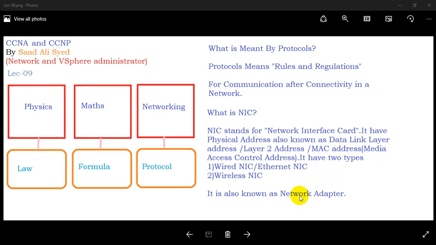NIC has two types. Remember, NIC is used in a network. So I have told you in a network there are two types of connectivity, wired and wireless. So surely if you make a network of wired connectivity, then you need which NIC? Wired NIC, which is also known as Ethernet NIC. But for example, if you want to deploy a network of wireless connectivity, then surely in your end devices there should be what? Wireless NIC, not wired NIC. Remember this point. NIC, network interface card, or network adapter are the same.